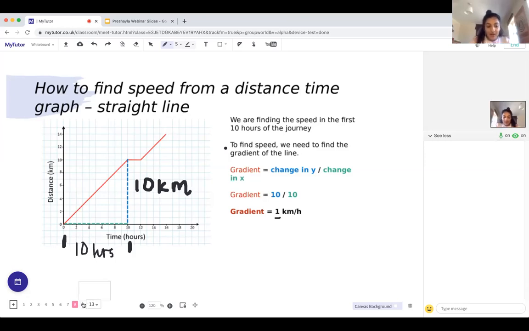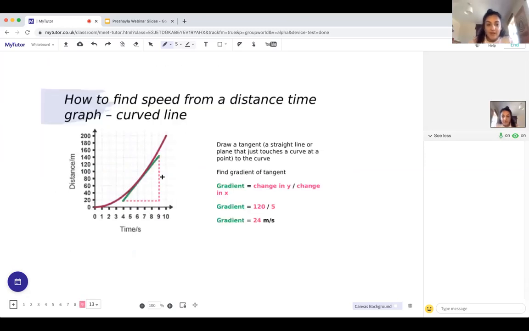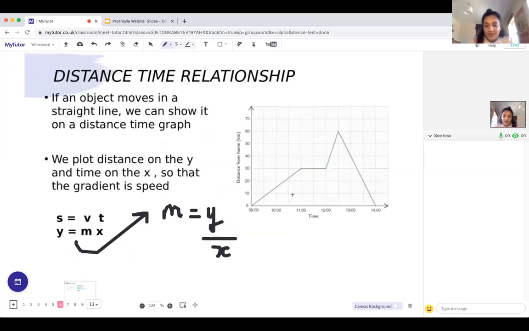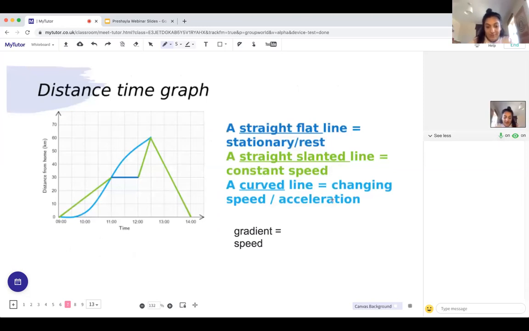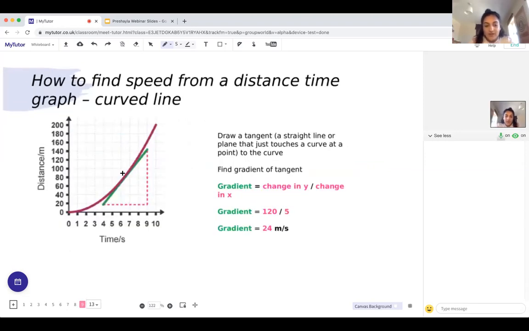Now for higher tier, we need to take it one step further. We need to be able to find the speed from a distance-time graph when it's a curved line. If it's a curved line, that means an acceleration, which means a changing speed. So the speed is changing. It's not constant anymore. So we want to find the speed in this section of the graph.